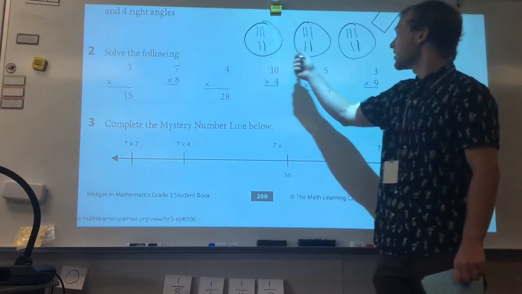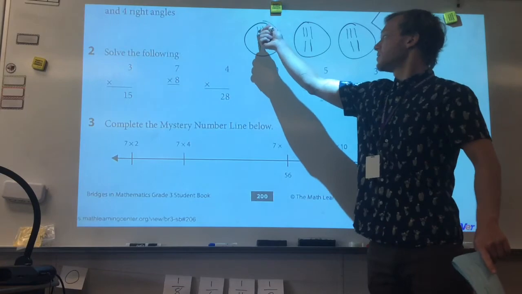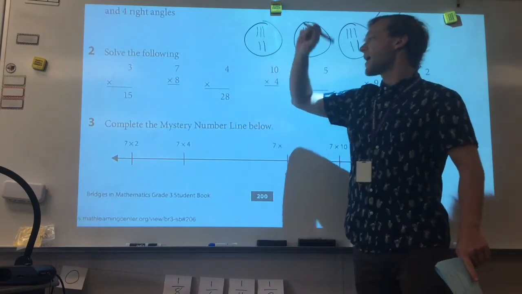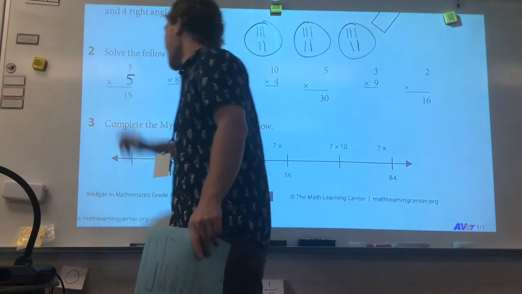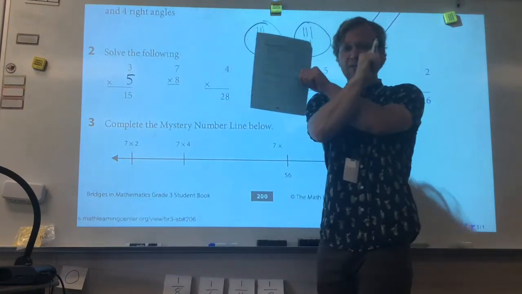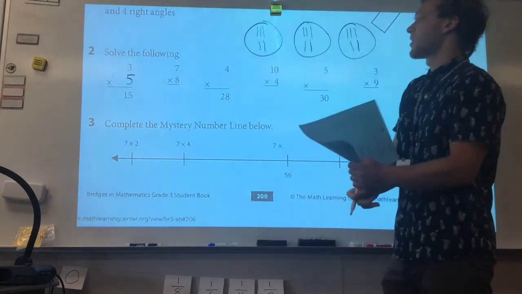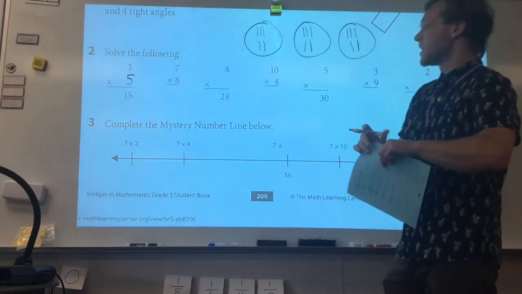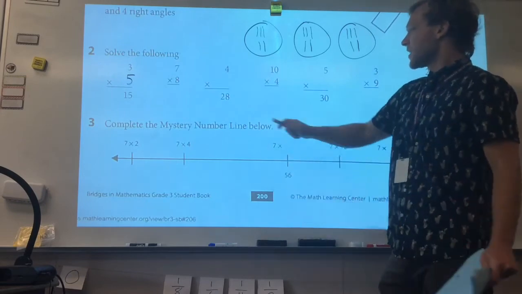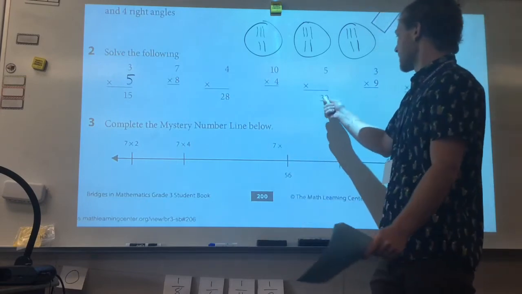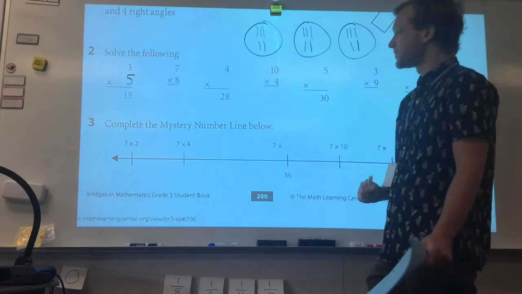And we have 3 loops. How many are in each loop? 1, 2, 3, 4, 5. So our answer for this first one would be 5. Okay, 3 groups of 5 is equal to 15. And we've proved it. We've shown our work. Okay, mathematicians, I'm going to let you solve the rest of those on your own. Question number 3, let's move on to that together. If you'd like to take some time to work on question number 2 now, go ahead and pause the video.